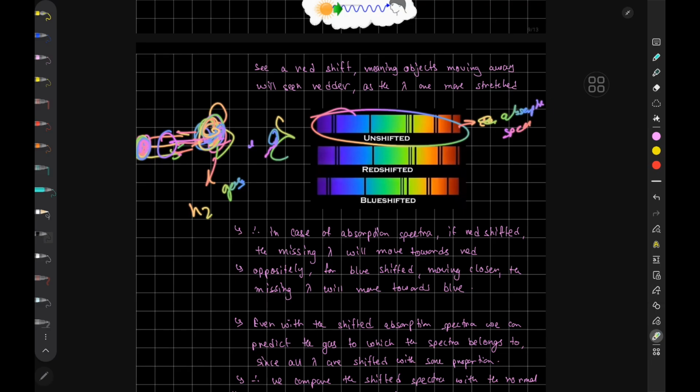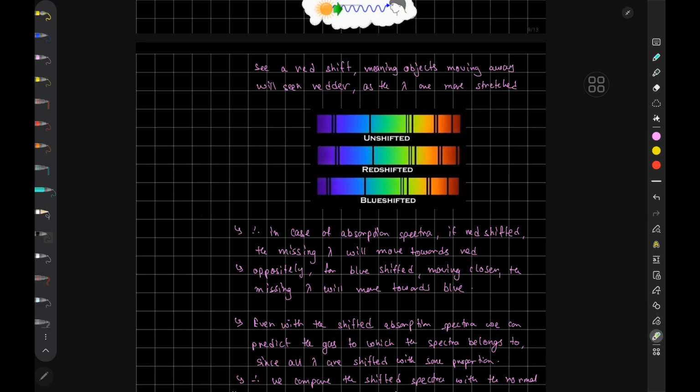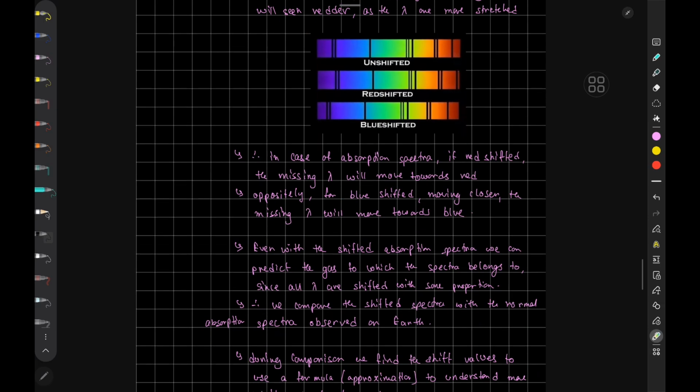Okay, now when things are more red shifted, notice there are the same number of lines, but the lines are more shifted towards the red. Now what happens when the light emitting object or the star is moving closer? Things are more blue shifted compared to the unshifted one. Things are more towards the blue. Make sense? Great.